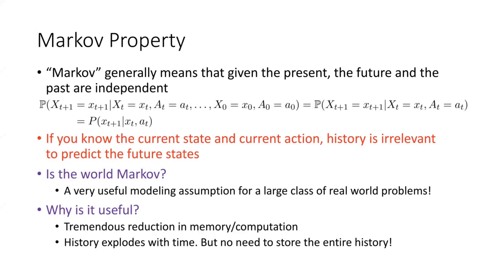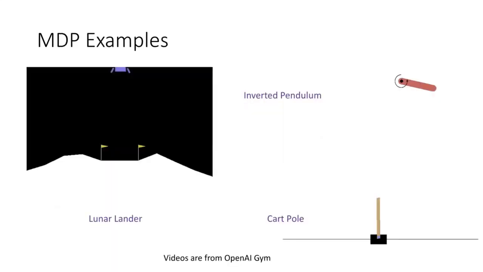This is because if you are storing the entire history, the set of all possibilities will explode with time. That will increase exponentially with the time. So the required memory will increase exponentially with the time, which is something that we don't want. So with this Markov property, we can tackle this control problem very efficiently.